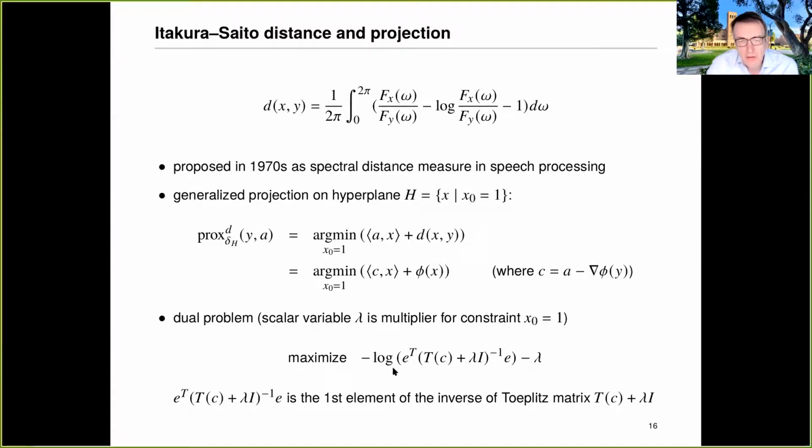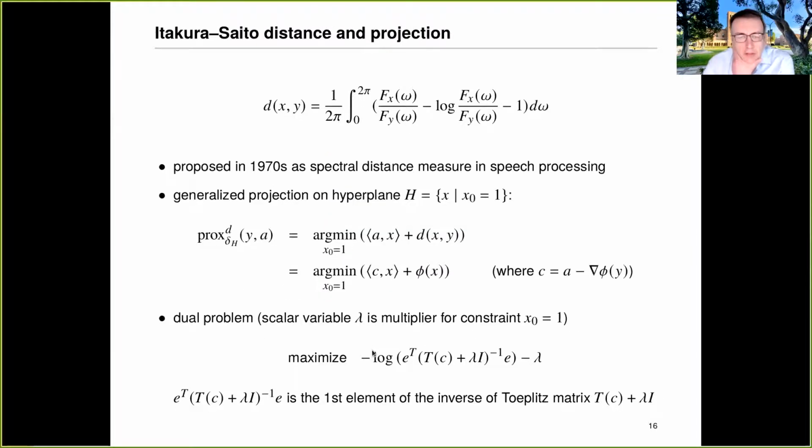And the first term is a convex function of lambda, and it's just minus the log of the 1, 1 element of this inverse Toeplitz matrix. So the Toeplitz matrix that's given from the point at which we evaluate the proximal operator. This is just a general Toeplitz matrix. We add to it a multiple of the identity that must make the sum positive definite. And then we take the 1, 1 element of the inverse.